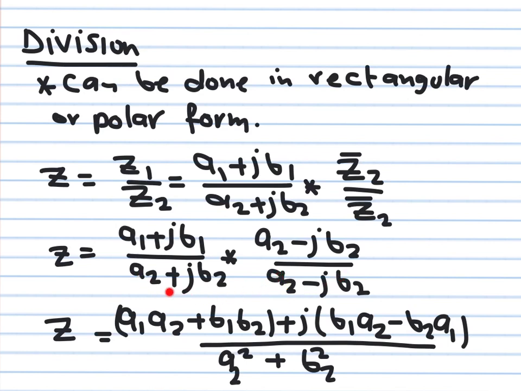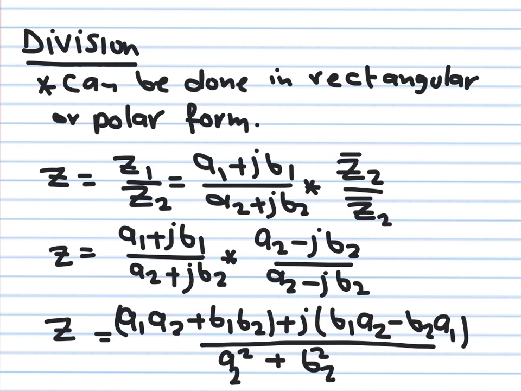This becomes a2 squared plus b2 squared. The imaginary parts here will cancel each other out. We agreed if you multiply a complex number by its conjugate, you get its modulus squared. So this gives you a2 squared plus b2 squared.